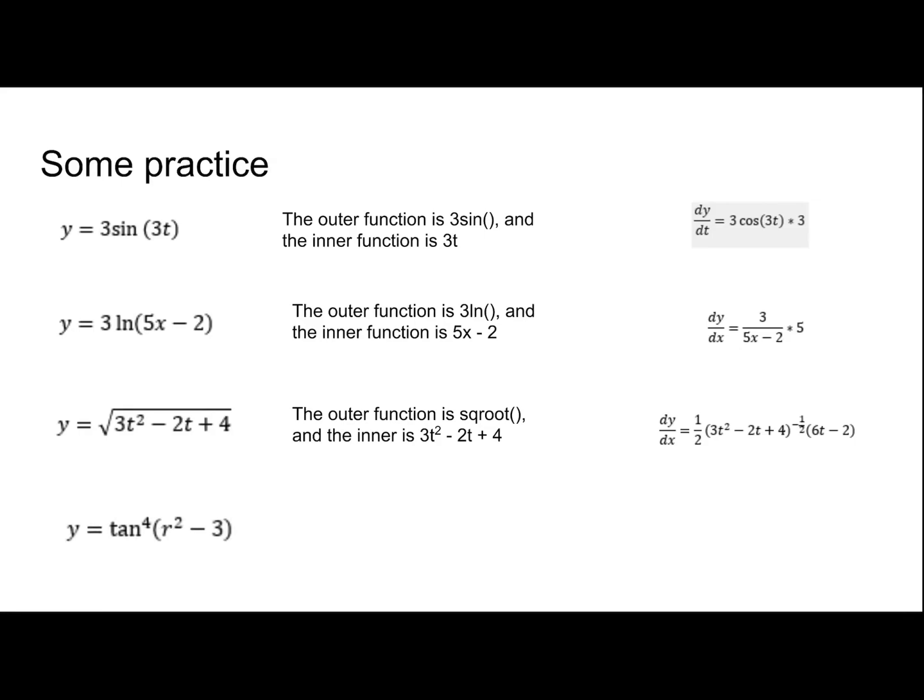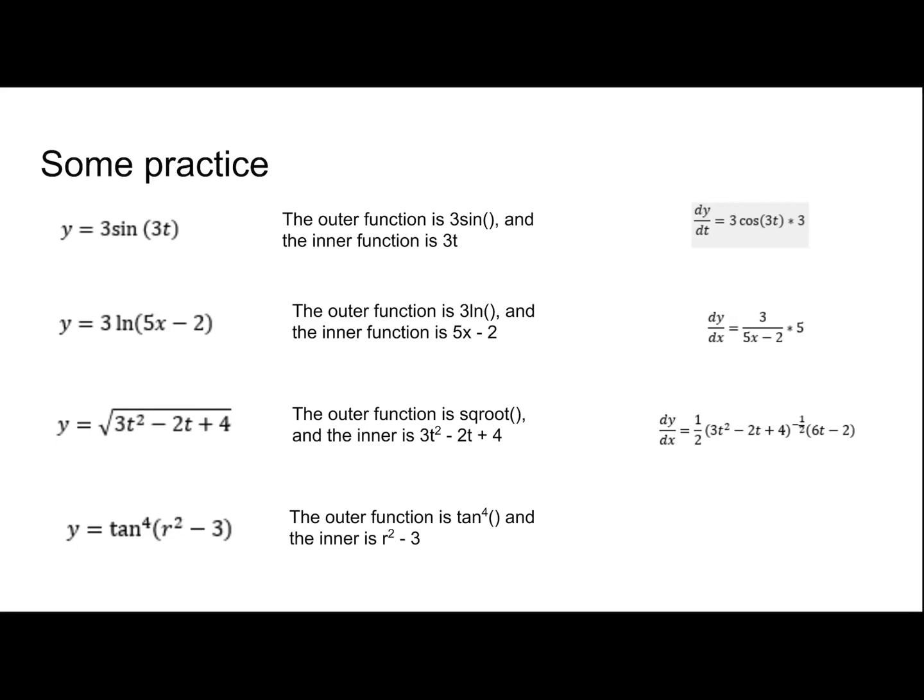Question 4, tan to the power of 4 of r squared minus 3. In this case, the outer function is tan to the power of 4, and the inner function is r squared minus 3. So we can apply the power rule. With the tan to the power 4, we use the power rule: take the 4 down and reduce the power by 1. So 4 tan to the power 3, bracket r squared minus 3.